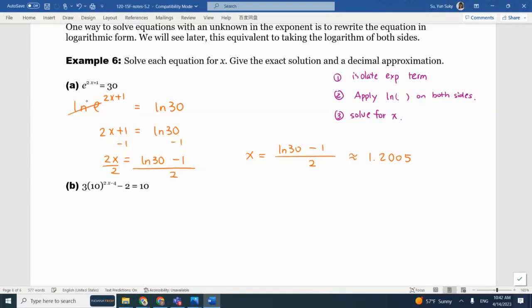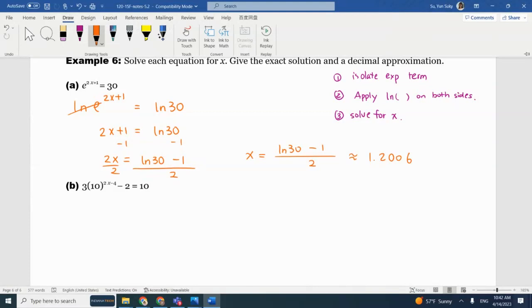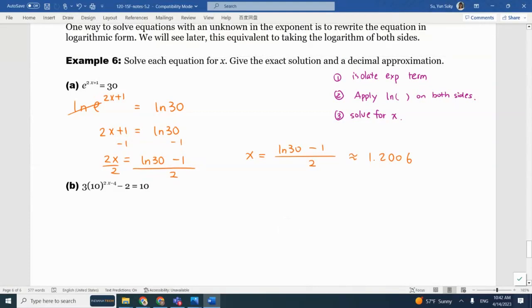1.2005. What's the next digit? 9. Okay, if you get 9, then you round up, right, everybody? Okay, very good. How many digits? Usually on the exam, I would say, please approximate your answer to 3 decimal places. Then you know to keep 3 decimal places.